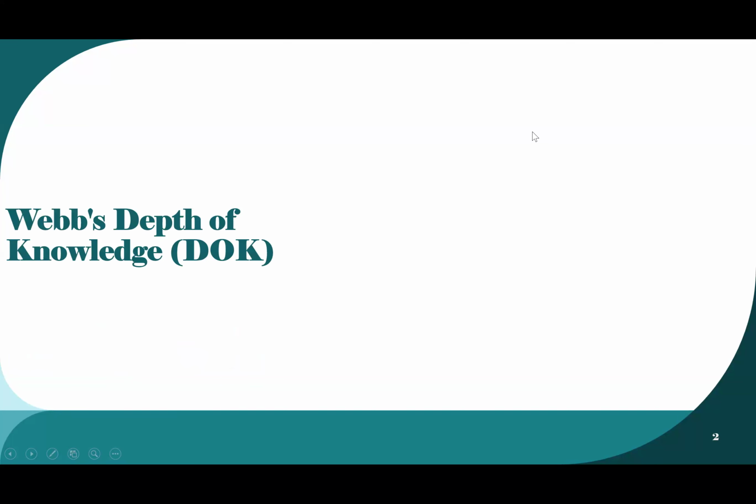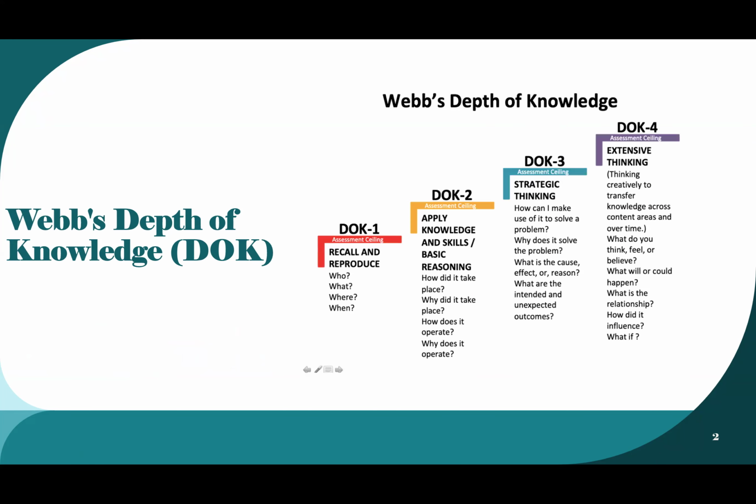So what is Webb's taxonomy? Webb's taxonomy, DOK, is a framework used to categorize the complexity of tasks or questions in educational settings. It was developed by Norman Webb, a researcher in education, to help educators assess the depth of understanding required by students in response to tasks and questions. Webb's taxonomy consists of 4 levels, each representing increasing cognitive demands.